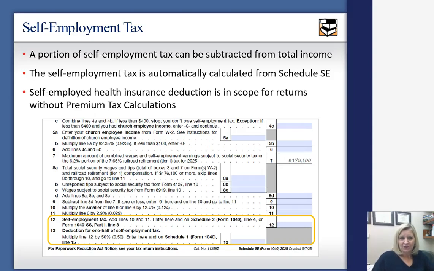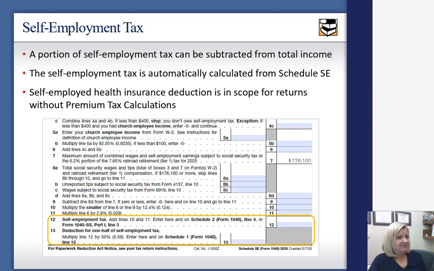That will show up as an adjustment, and also you need to inquire if the taxpayer has self-employed health insurance deduction. That is in scope for returns without premium tax calculations, but just make sure you take a second look at the rules for when the self-employed health insurance deduction is permissible.